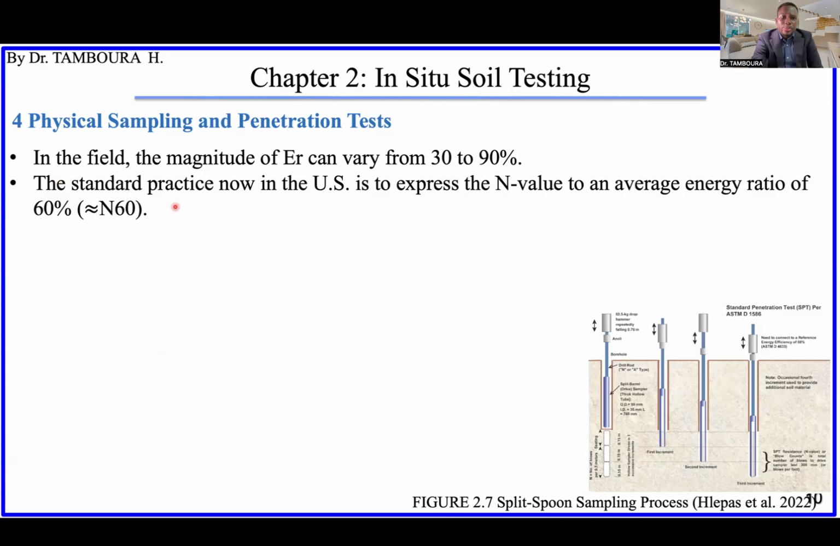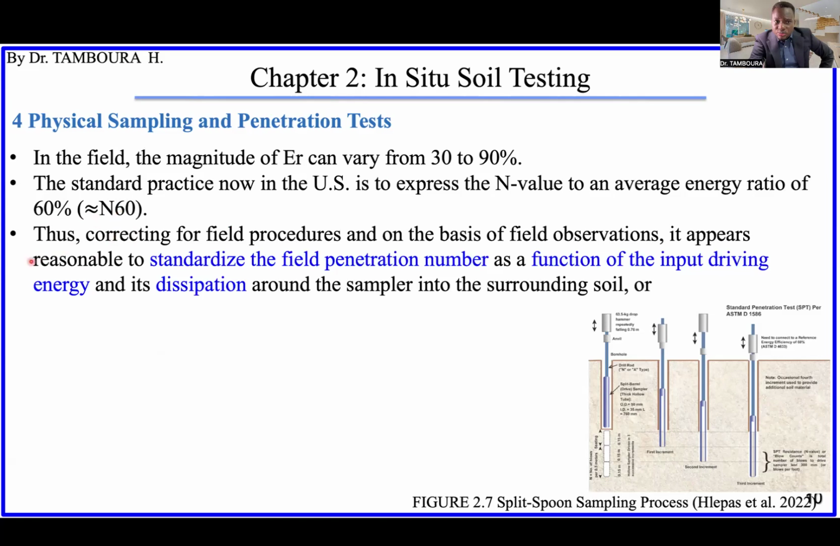The standard practice in the USA is to express the N-value to the average energy ratio of 60%, and we will call it now N60. That means the N-value where the efficiency is 60%. I just gave you the definition of energy efficiency. So in the standard practice, we want this.